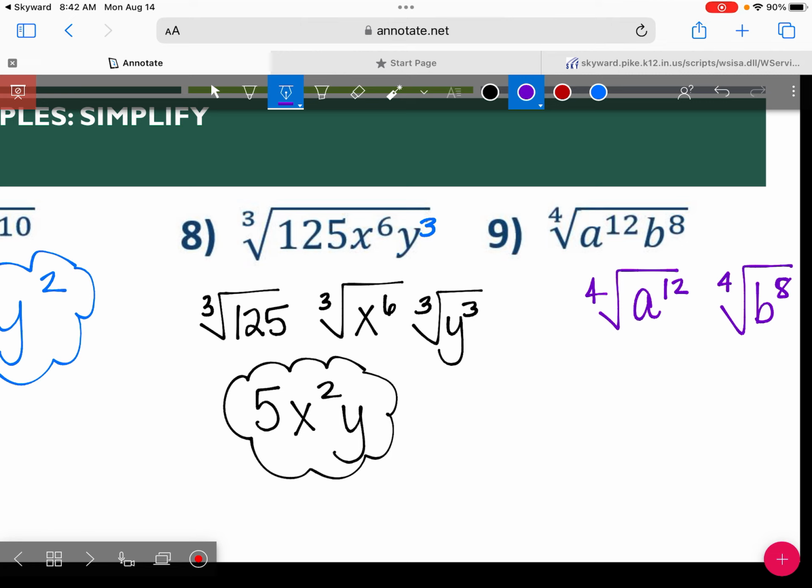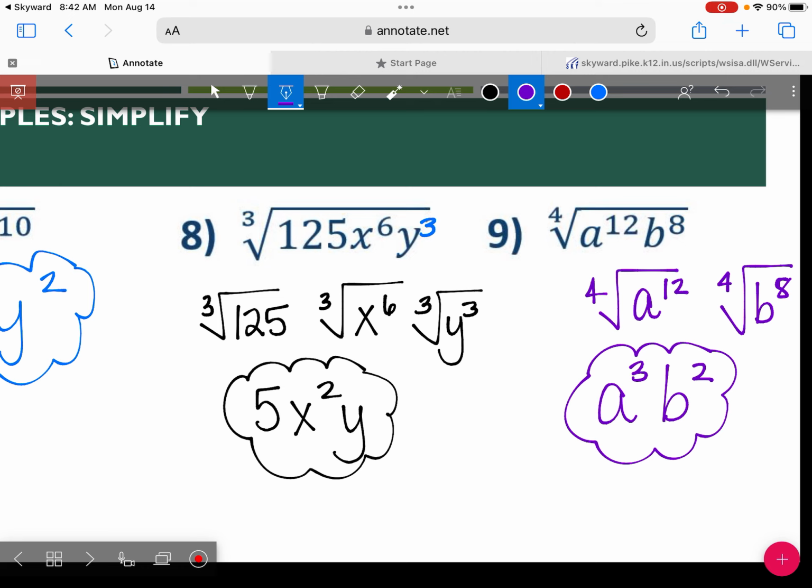So again, if I have 12 people and I'm trying to make groups of 4, I can make 3 groups. So that would be a to the third. If I have 8 people and I'm trying to make groups of 4, I can make 2 groups. So none of these had any leftovers. So now we're going to do just 2 more today. And we're going to review, well, what happens if you have more that are left over?